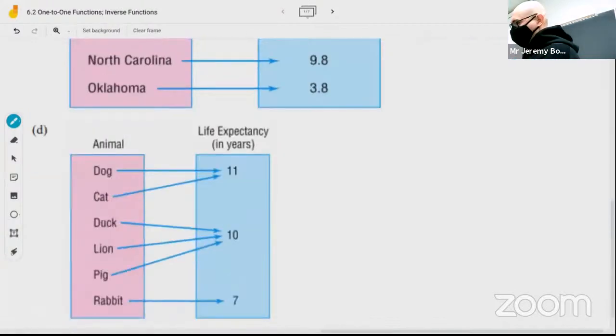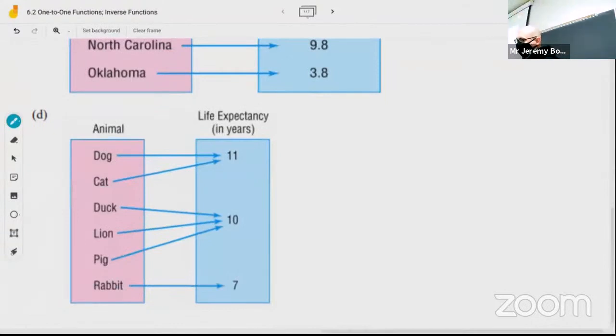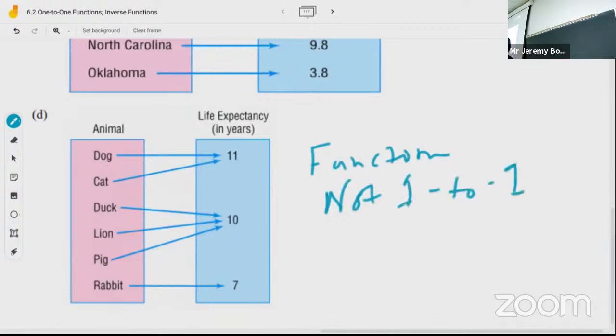And let's look at this one. No, this is not one-to-one. It's a function, but it's not one-to-one, because both dog and cat are mapped to 11. Duck, lion, and pig are mapped to 10. And the rabbit one doesn't matter at all, because nothing else is mapped to 7.